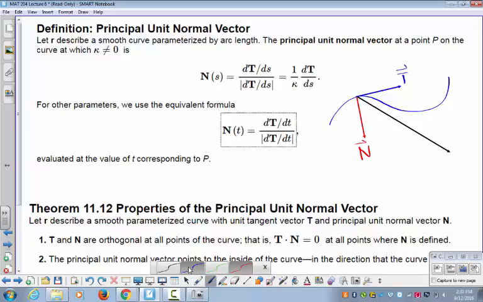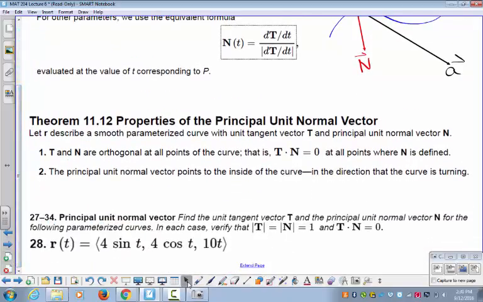All right, so there is our general scenario. It's like that. And that makes the most sense then. If you want to find the unit normal vector, take the unit tangent, take its derivative, divide by its length, and then you'll get a unit vector in the N direction.